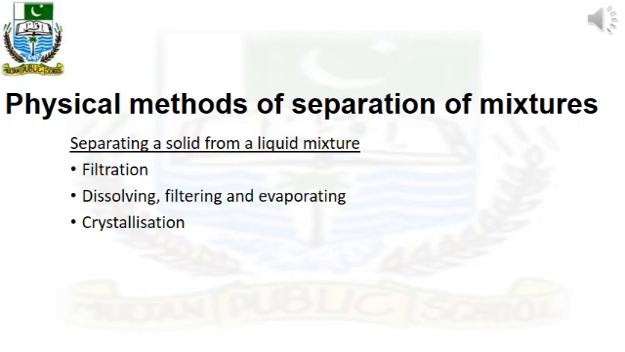The method that is used to separate a solid from a liquid basically depends on whether the solid component is soluble or insoluble in the liquid mixture. If the solid component is insoluble, filtration could be used. If it is soluble, then dissolving, filtering and evaporating or crystallization could be used. Today we are going to discuss the detail of different techniques that are used to separate a solid component from a liquid mixture.